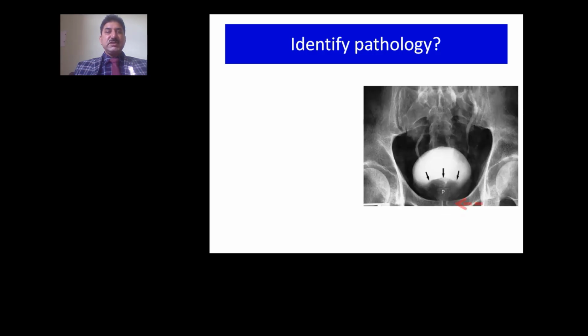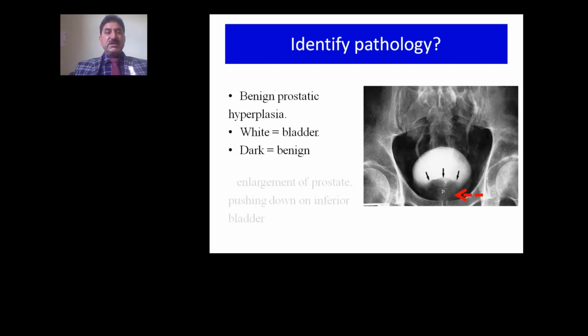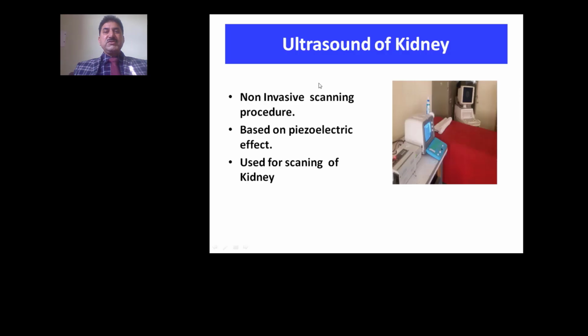Identify the pathology. Benign prostatic hyperplasia. White shadow represents the bladder. Dark represents the BPH, that is benign enlargement of prostate. What is the role of ultrasound in kidney anatomy?